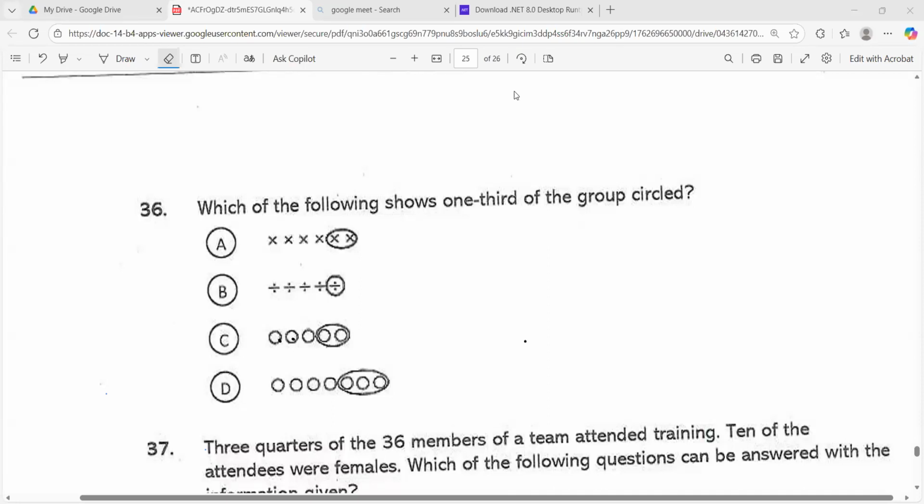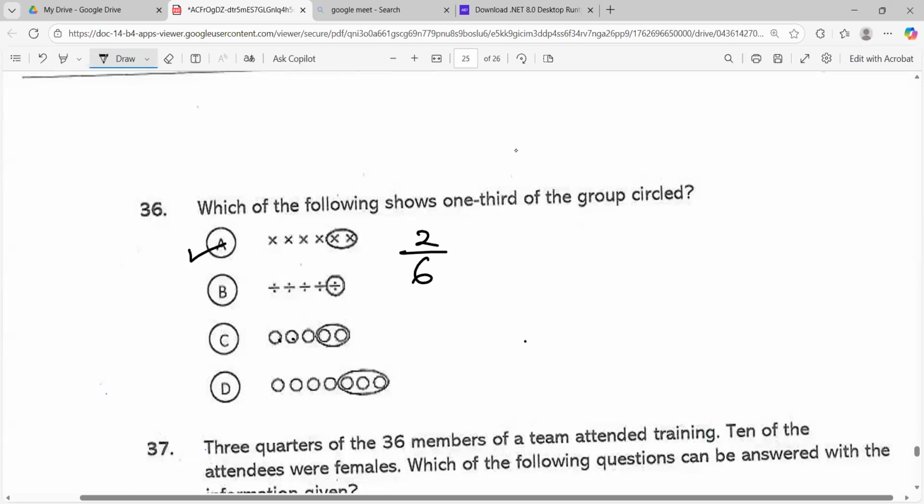Number 36. Which of the following shows one third of the group circled? I think it would be, no, it would be A because there are three twos in six. Two can go into six three times. So we can circle 2 each time in A. And one third would be 2.